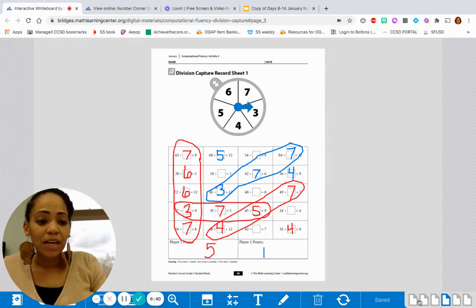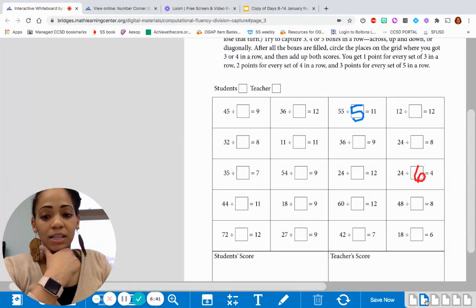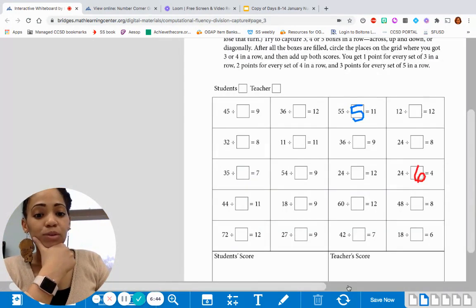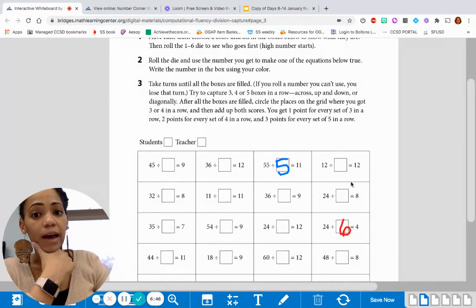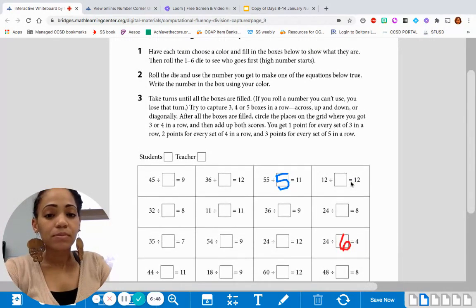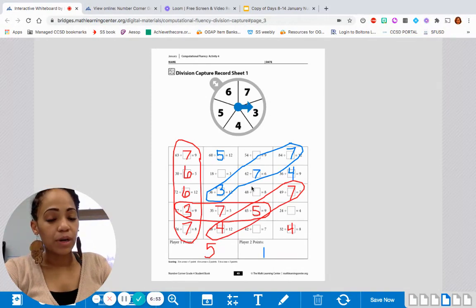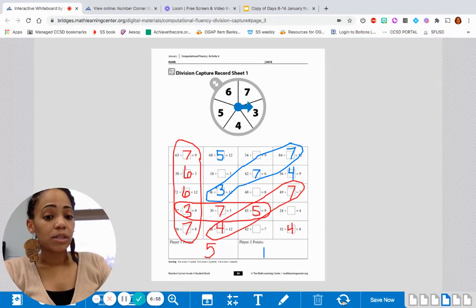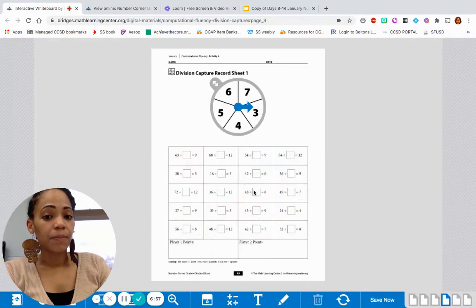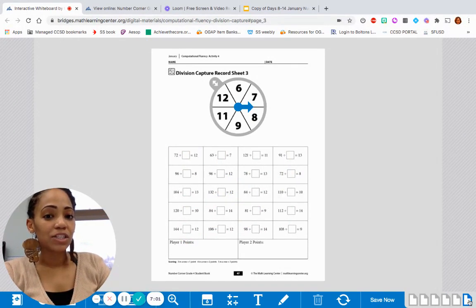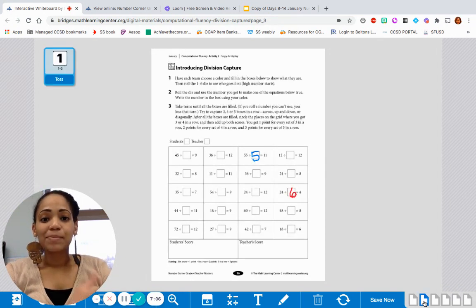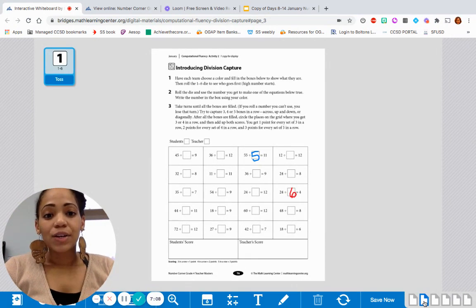Now, the interesting thing is when we played the other day, we didn't use this sheet, which we probably should have. Shame on Miss Trammell. But we used a sheet from your Number Corner book. And if you notice, I'm going to actually clear this work here. If you notice, there are 3 different sheets that you could choose to use. The reason there are 3 is because it gets increasingly more difficult.